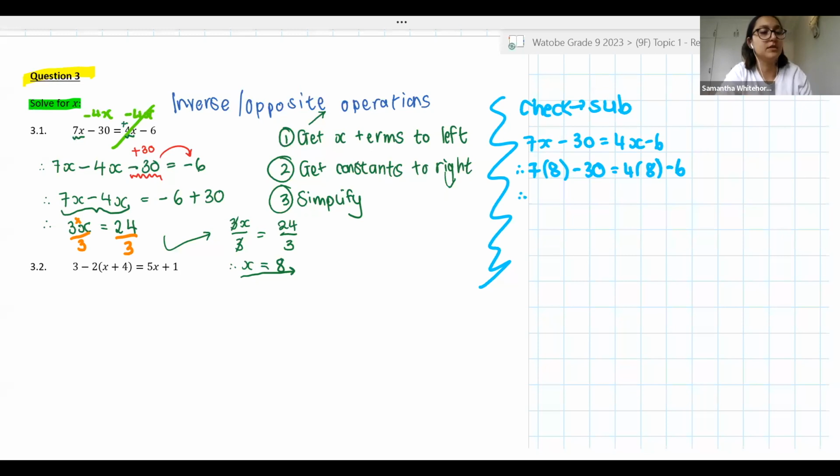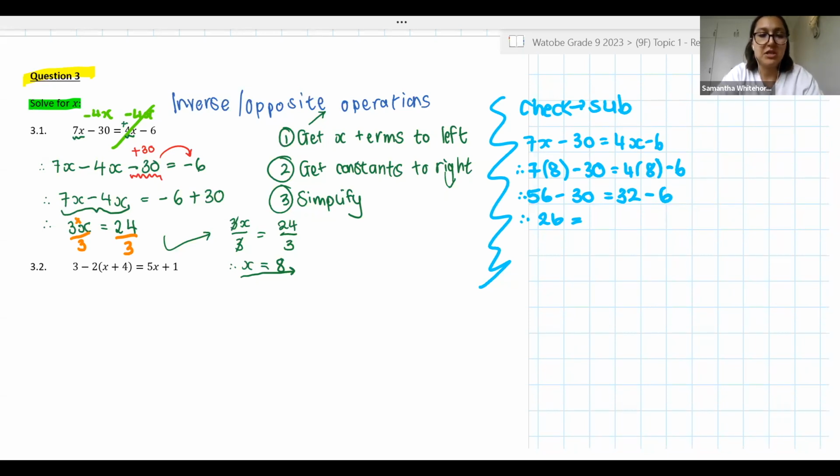I'm shocking with my 7 times tables. 7 times 8 is 56 minus 30. 4 times 8 is 32 minus 6. So now we just want to double check that the left is equal to right. 56 minus 30 is 26. And yeah, that's right. 32 minus 6, can I not do maths?